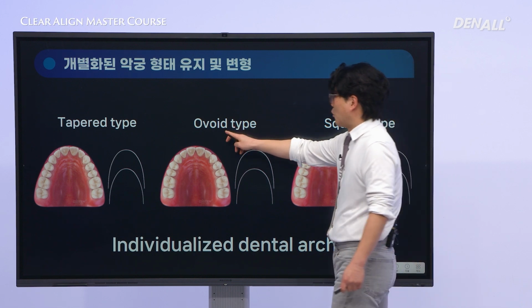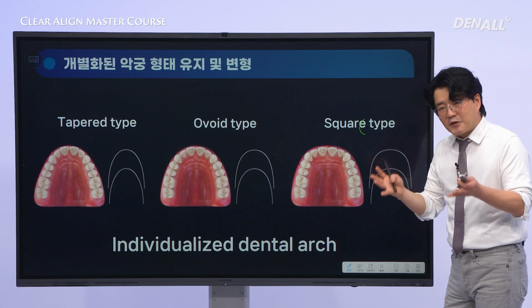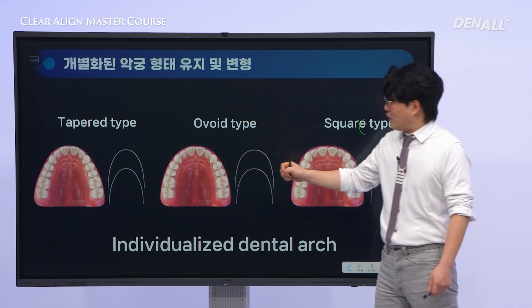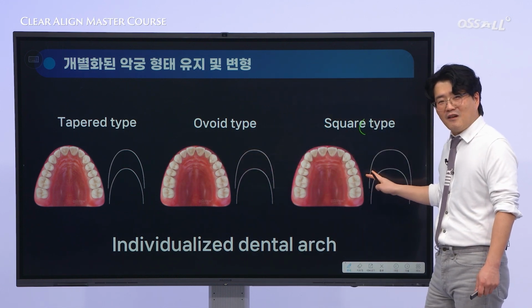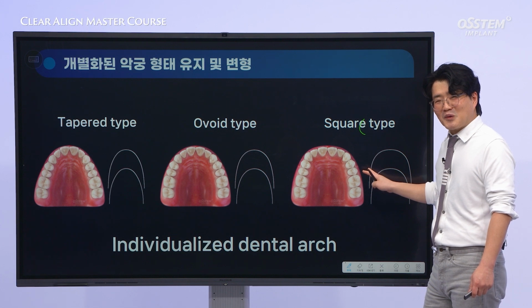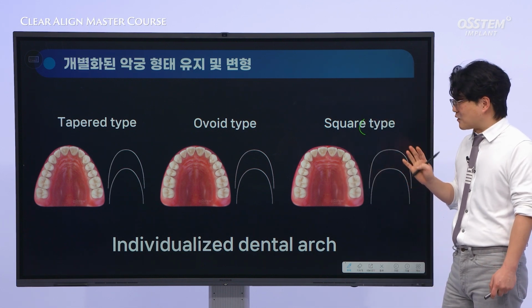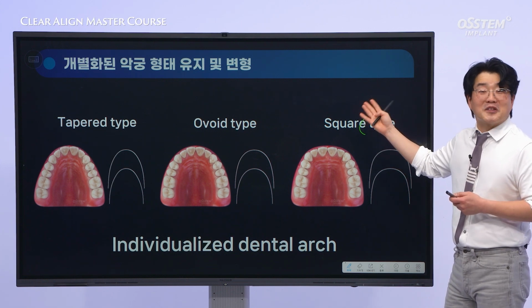In general, we have tapered, ovoid, and square types, but not everyone fits into these 3 categories. Do you have wires prepared in all shapes and sizes? Even though I focus solely on orthodontics, it's not easy. And that's how common mistakes, like the 3 cases I showed earlier, happen.